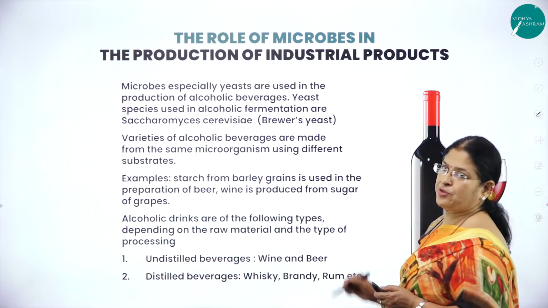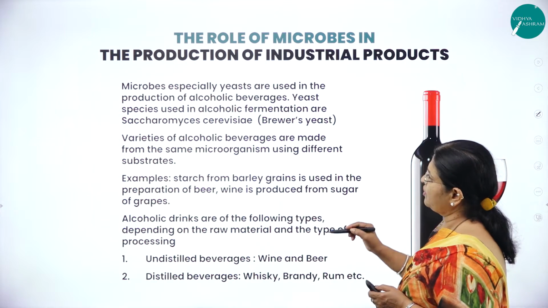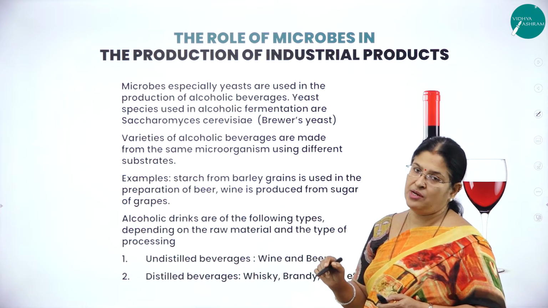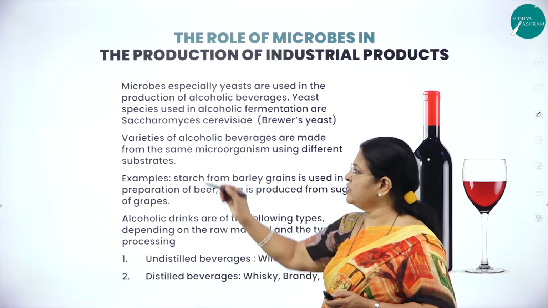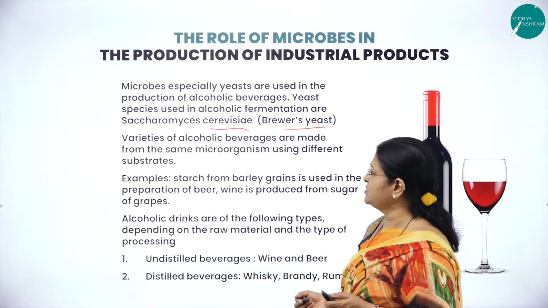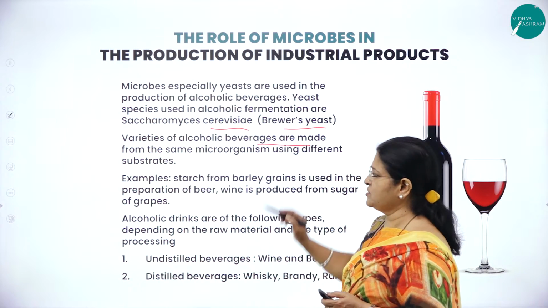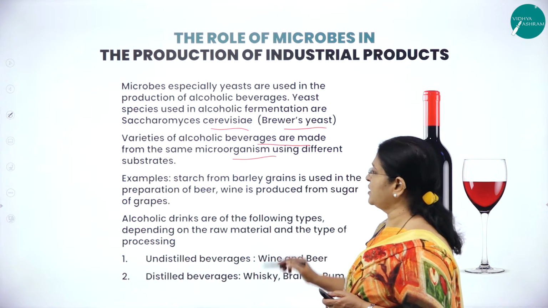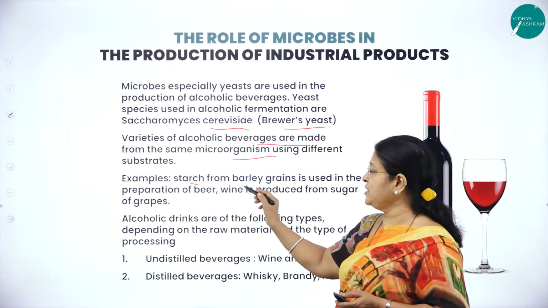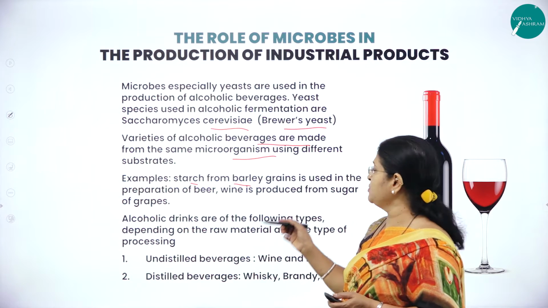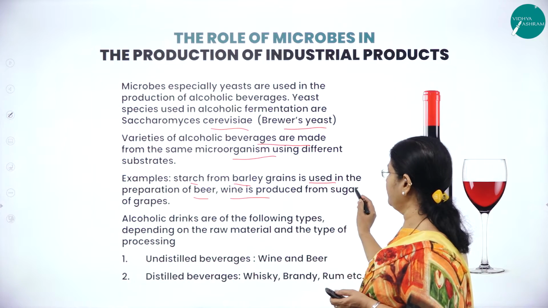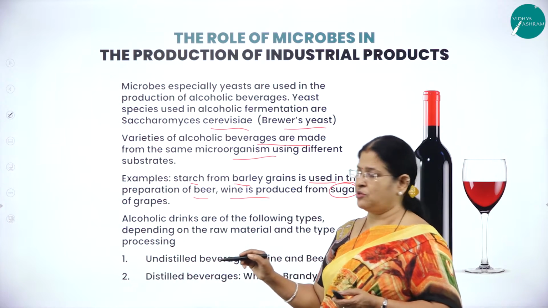So the role of microbes in the production of industrial products: microbes, particularly yeast, which is commonly used in making alcoholic beverages, that is Saccharomyces cerevisiae, and baker's yeast is used in baking industries. So varieties of alcoholic beverages are made from the same microorganism using different substrates. For example, starch is used, barley is used. So the starch from the barley is used to make what? Preparation of beer. Then wine, obviously all of you know that it is made from the sugar of grapes.